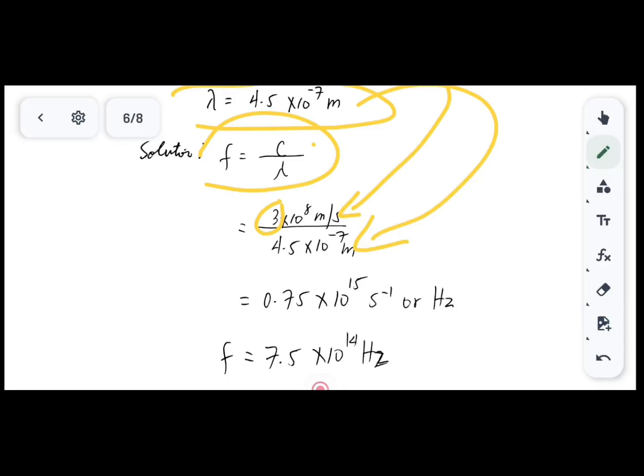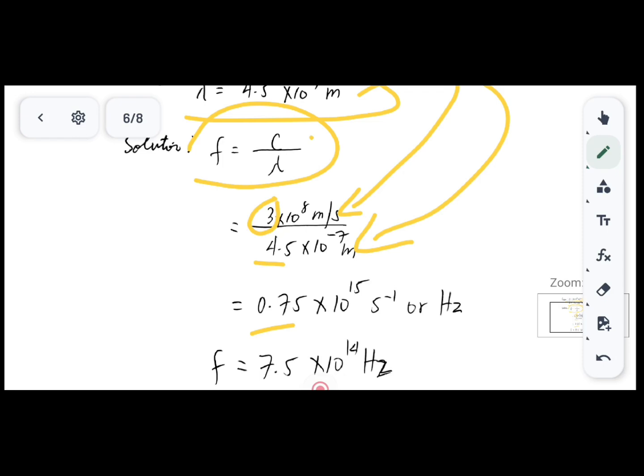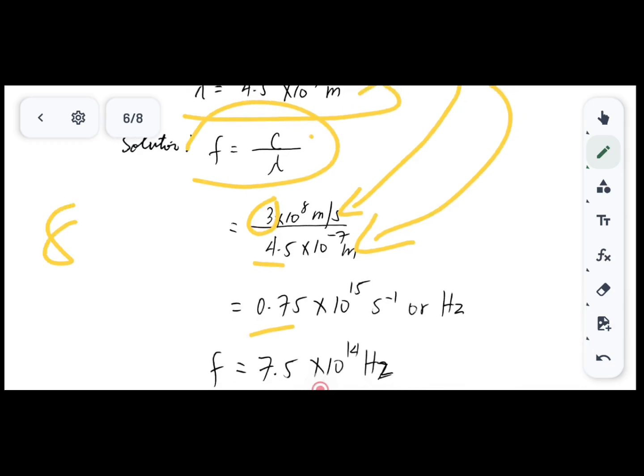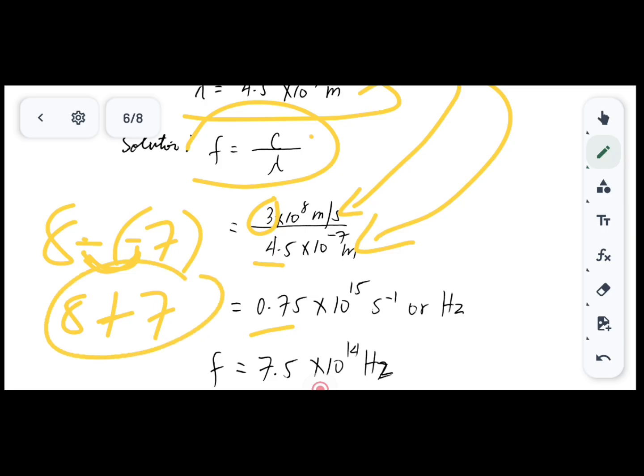3 divided by 4.5, the coefficient first, 3 divided by 4.5, that is 0.75. And then the exponents, again, whenever you divide operations involving exponents, you have to subtract the exponent in division. So you have to subtract 8 minus the negative 7, and that will become 8 plus 7. They will become positive. The operation will become positive since the main operation is negative, and then the value of the exponent is negative. So plus 7, and then you will have 15 for that exponent.